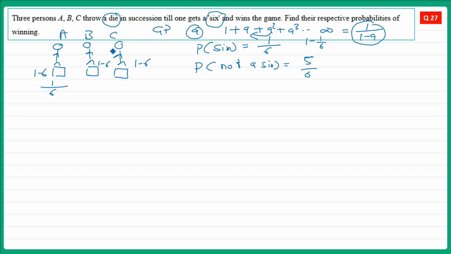So let's call these three A, B, C. Now what is the probability of A winning? Then what will be the probability of B winning? And third is the probability of C winning.